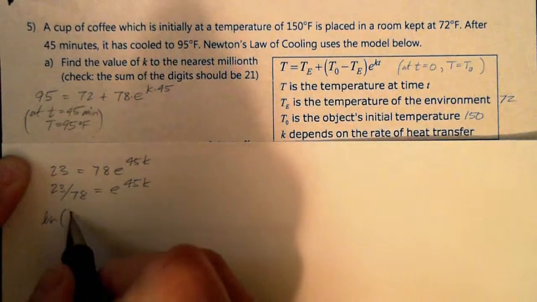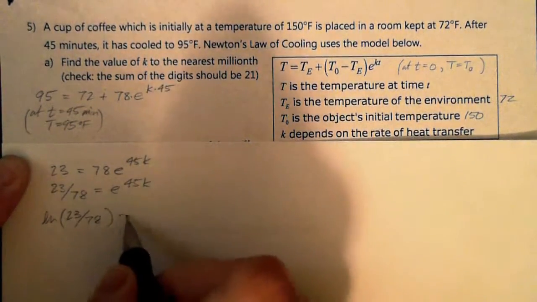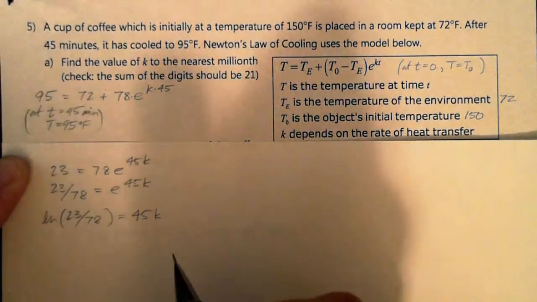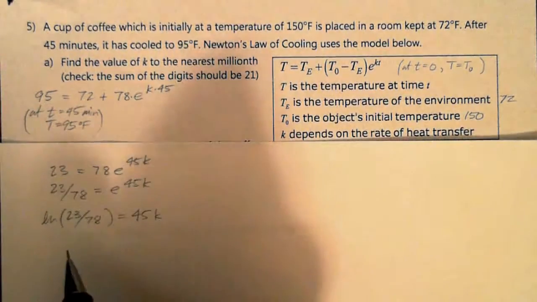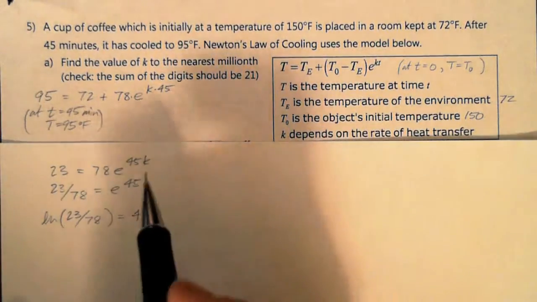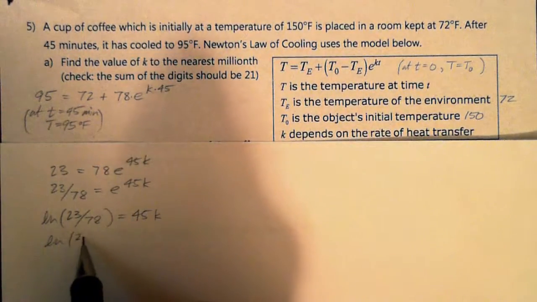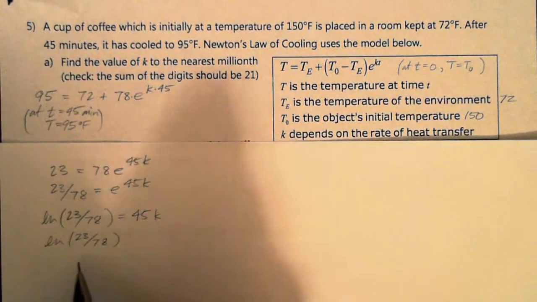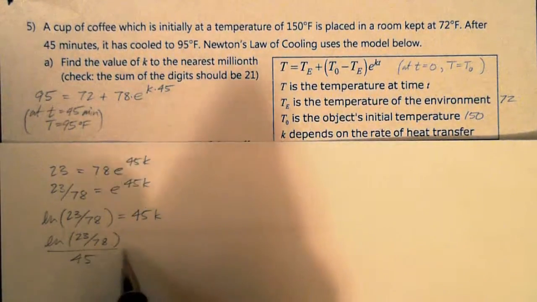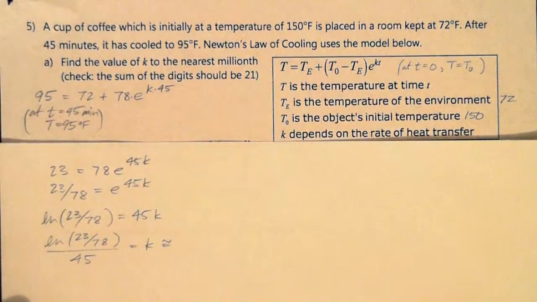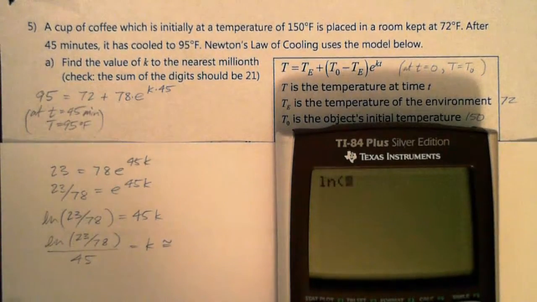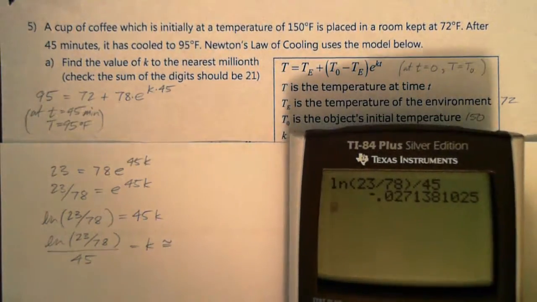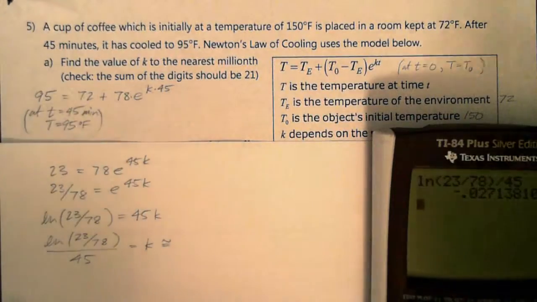And so the natural log, again, rewriting this logarithmically or taking natural logs of both sides, there's no difference between them. You can either do a to the b equals c, or you can take natural log of both sides, or log base 10 of both sides. And dividing both sides by 45 gives us k. So the natural log of 23 divided by 78, divided by 45, is minus 0.027138.